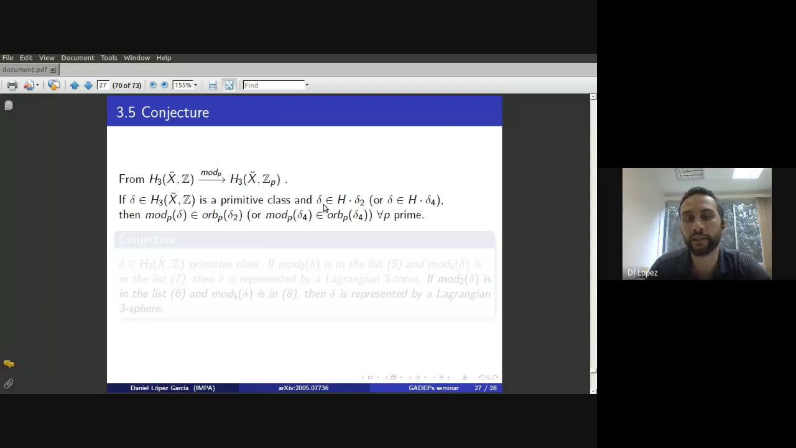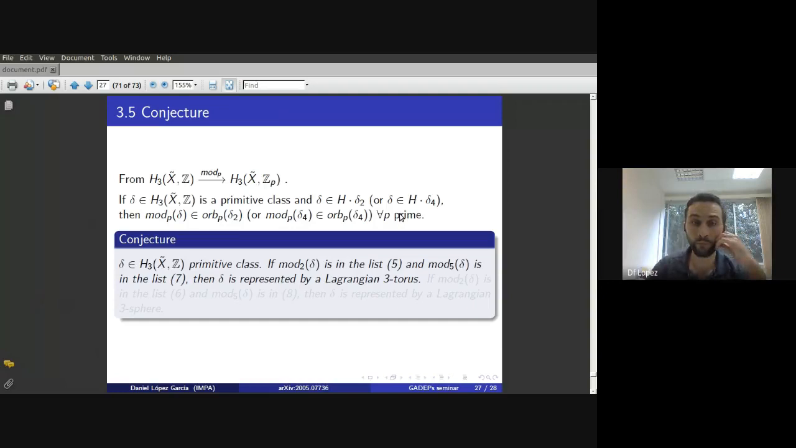So if this is a primitive class that is in the orbit of delta 2, then modulo p of delta belongs to Orb_p of delta 2 for all prime numbers, and analogously for delta 4. If we have a primitive class in the orbit of delta 4, modulo p it will belong to Orb_p of delta 4 for all prime numbers. This is true. This is not the conjecture. The conjecture is the converse of this fact.